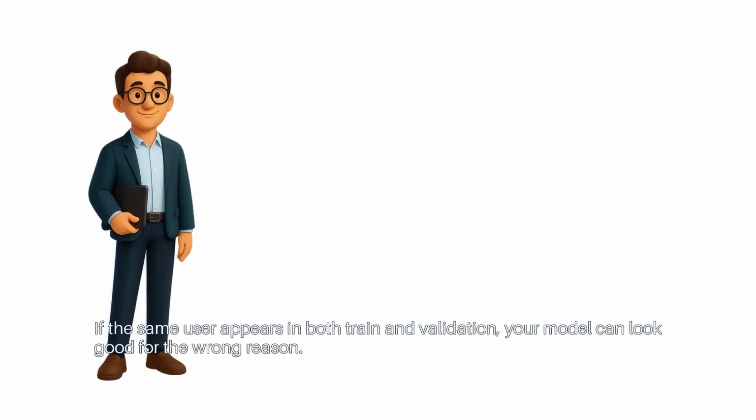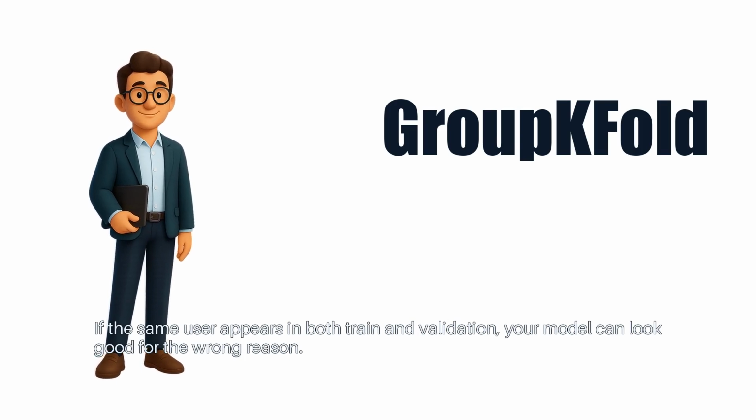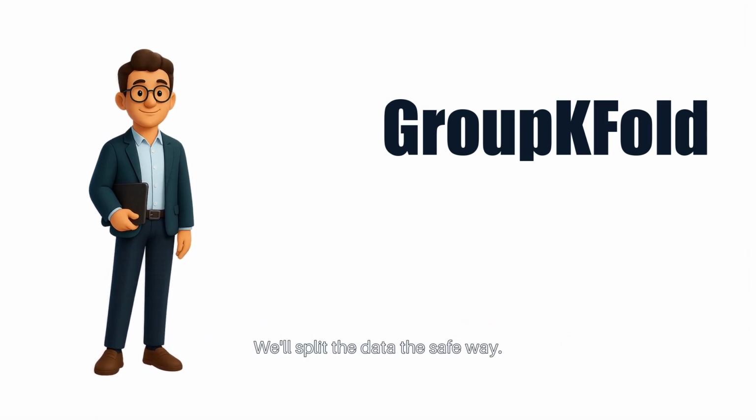If the same user appears in both train and validation, your model can look good for the wrong reason. We'll split the data the safe way.